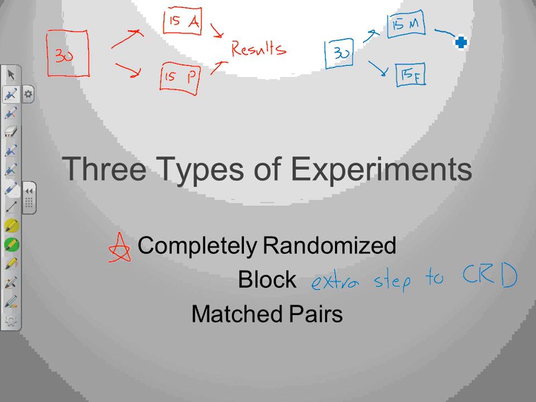From that block, then you randomize your treatment, where half of them will receive treatment A, and the other half, so I have 7 and 8 to make 15, will receive the placebo or a control. And then the females will have half that receive the treatment and the other half that receives the placebo. And that then gives you results, and it gives you lots of results.